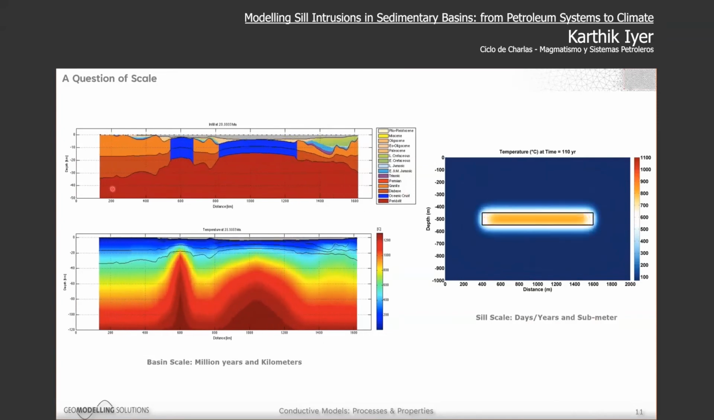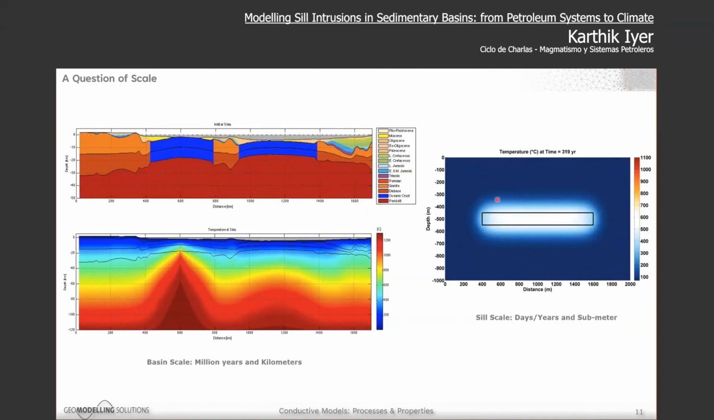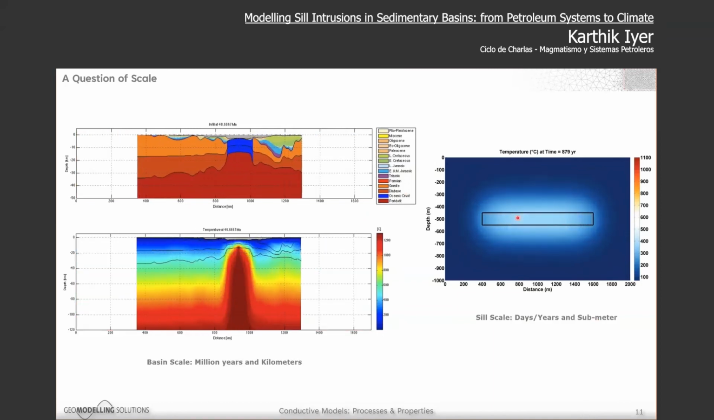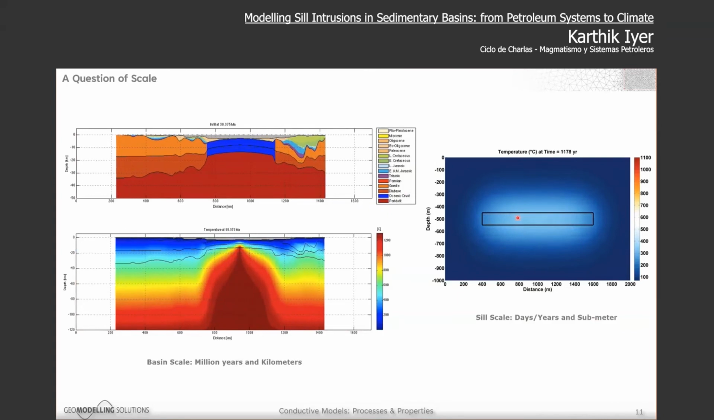If I use this kind of model to try to figure out what's happening when a sill is in place, I'm going to get very different answers than I should, because I've not done it properly.